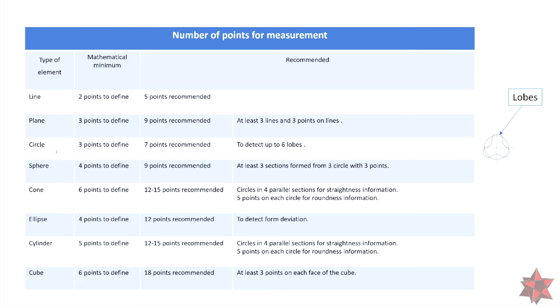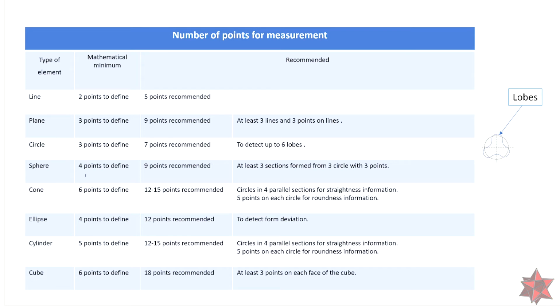Okay, let's move on. For the circle, you will need to touch 3 points on the element to define the circle, but it's recommended to use 7 points. It's recommended to use 7 points because you have to detect the lobes. So if the form of the circle is like this, for example, these are the lobes, and if you want to touch them and to detect the form of the circle, you will have to use 7 points. And of course, the center of the circle will be moved if you take fewer points.